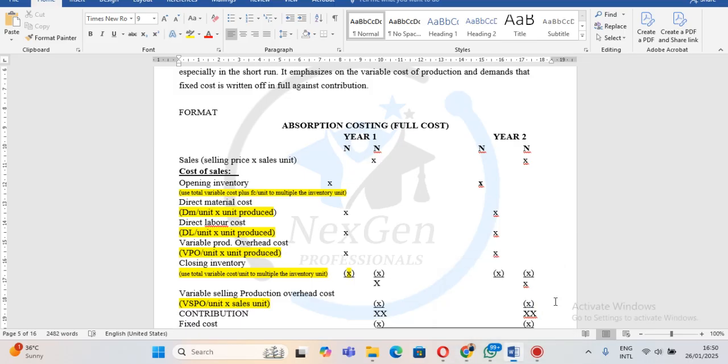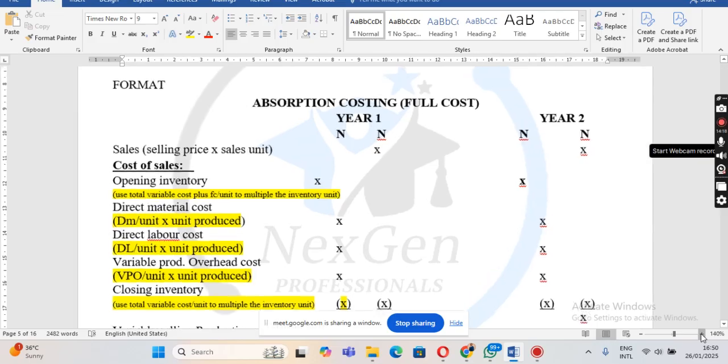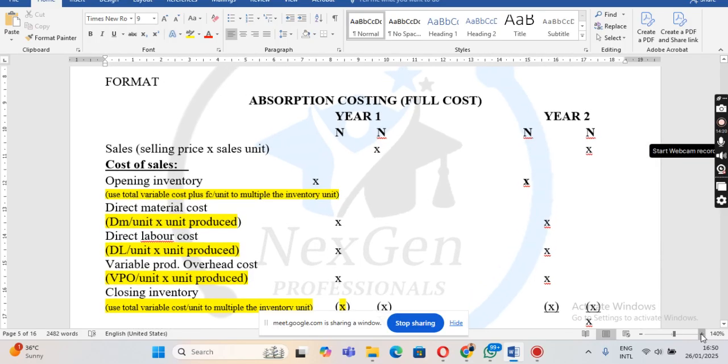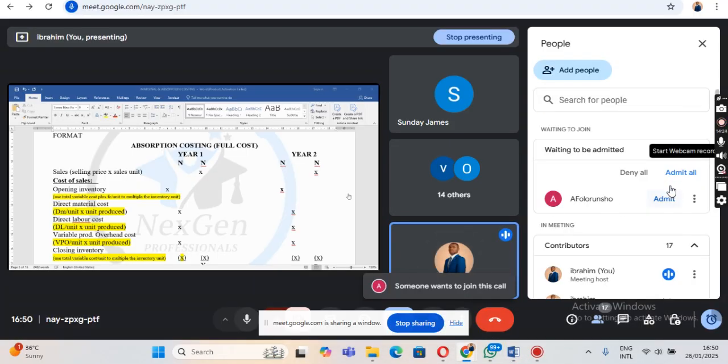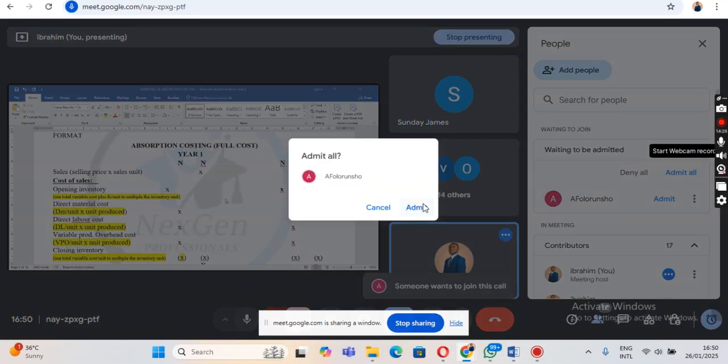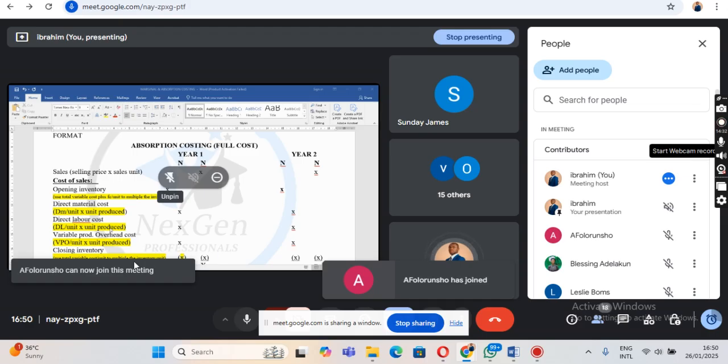Please, can you see my screen? Please confirm if you can see my screen, or let me actually increase the size. Okay, please, can you see it now? Can you see it very well? Please confirm. Are we good? Yes, okay, you see it. Okay, thank you.